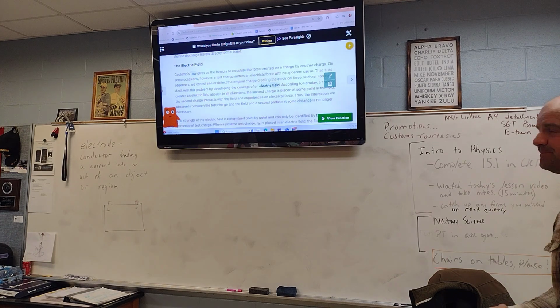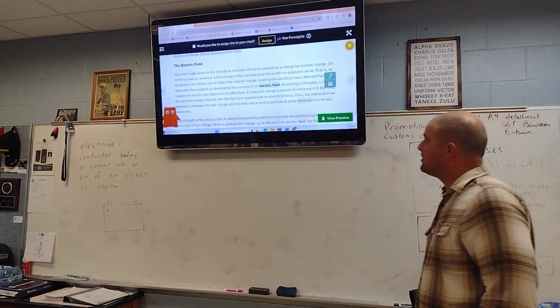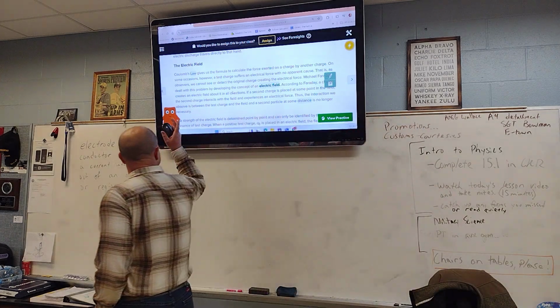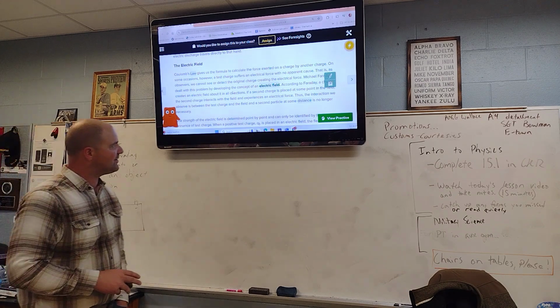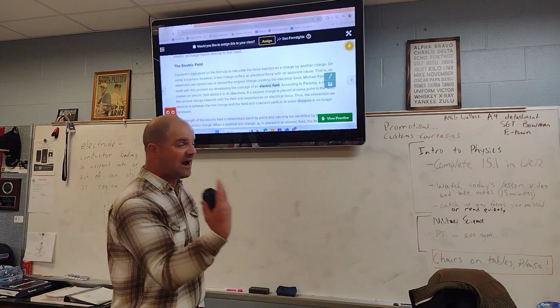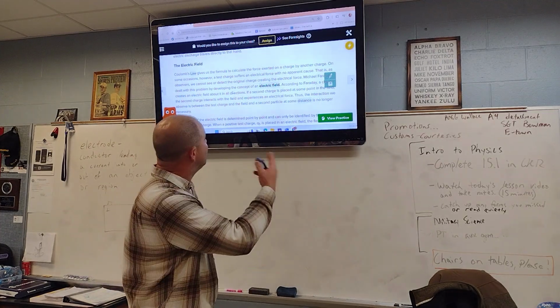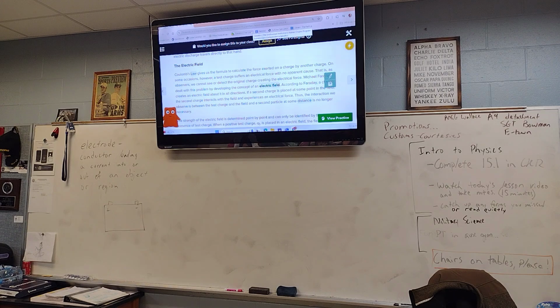Moving on to the next section. The electric field. Coulomb's law gives us the formula to calculate the force exerted on a charge by another charge. On some occasions, however, a test charge suffers, I don't like the word suffers there, but it experiences or has exerted upon it an electrical force with no apparent cause. That is, as observers, we cannot see or detect the original charge creating the electrical force.